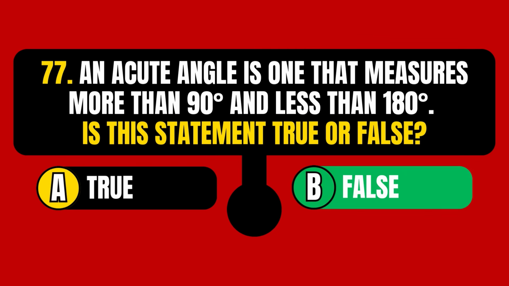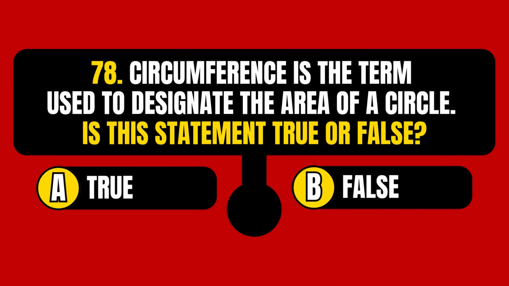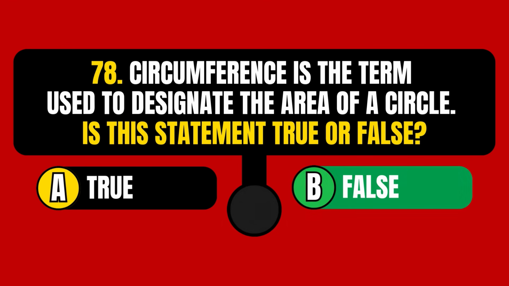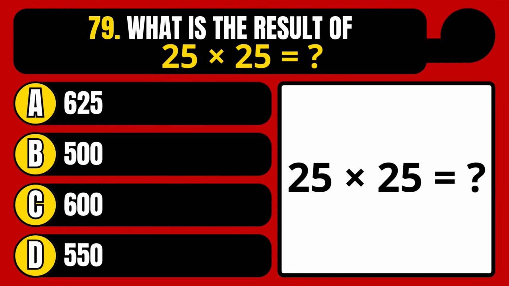The statement is false. Circumference is the term used to designate the area of a circle. Is this statement true or false? The statement is false. What is the result of 25 times 25?